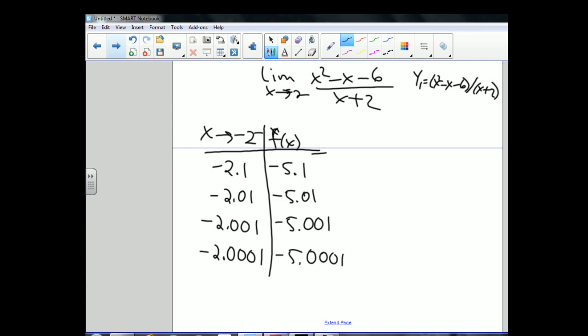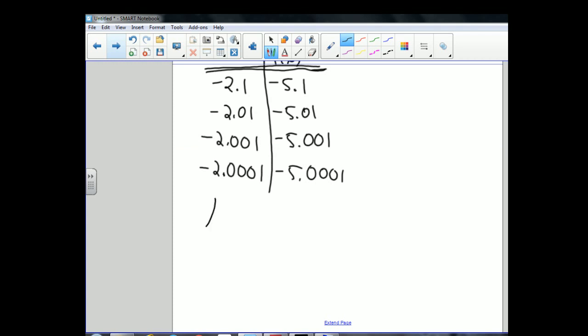A lot of you are wondering where you're seeing this on the calculator. When you enter these input values into your table, the output values will not show as far as you need, so look at the bottom of your screen on your calculator and you will see those values. So what have we just done? We've found the limit as x approaches negative 2 from the left of x squared minus x minus 6 over x plus 2, and we found it to equal negative 5.